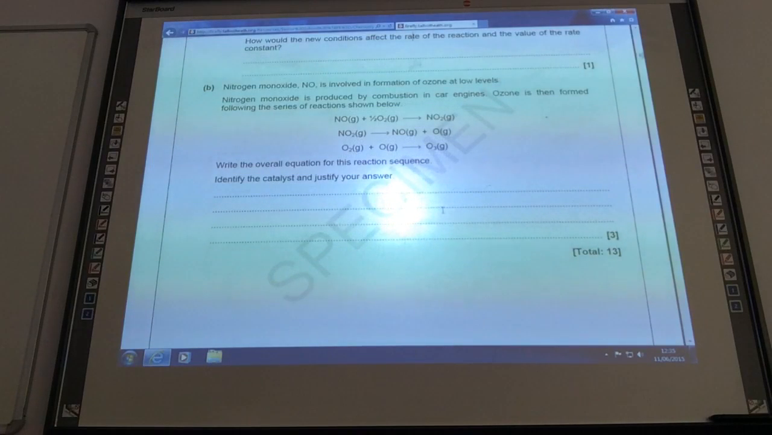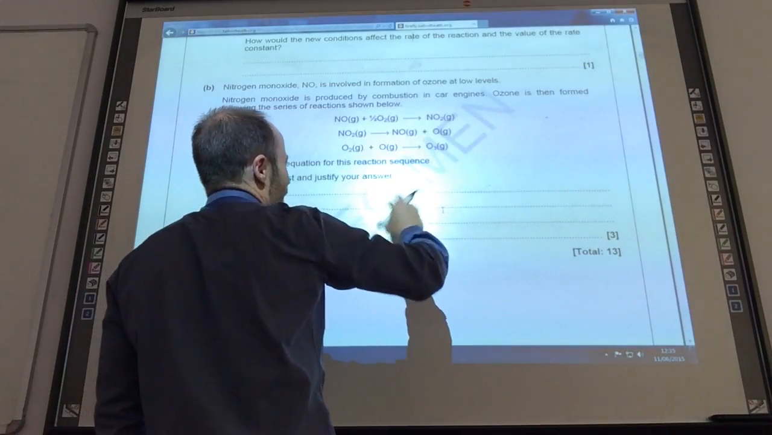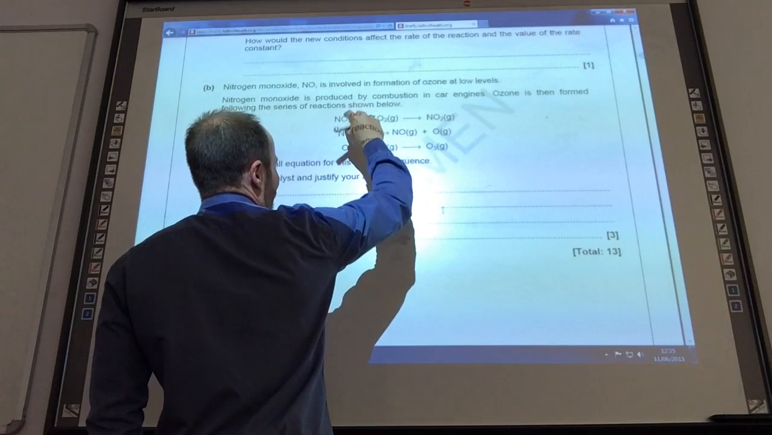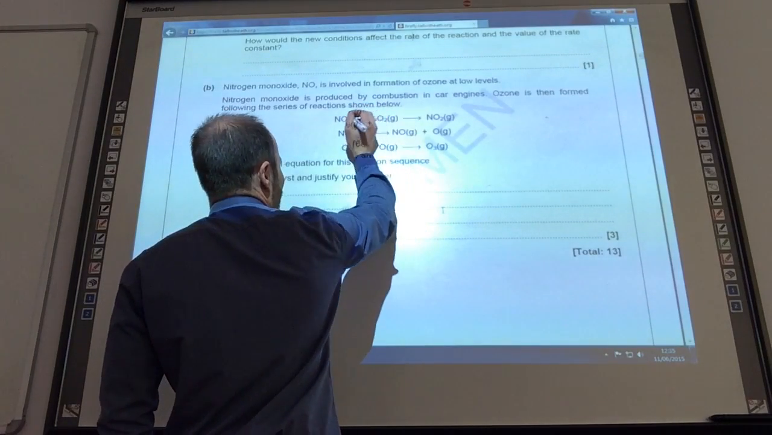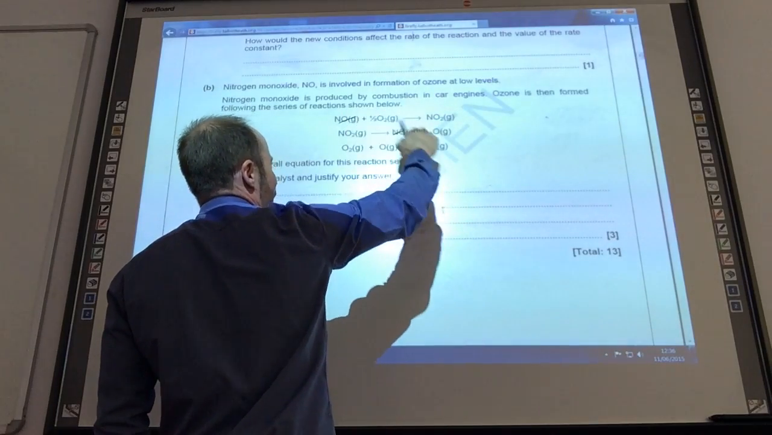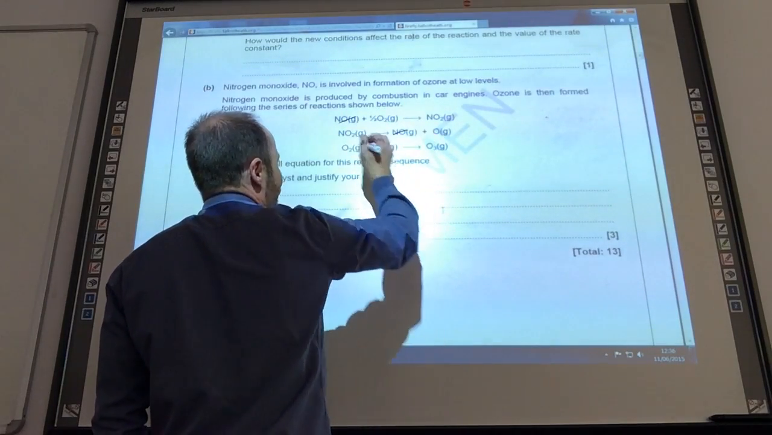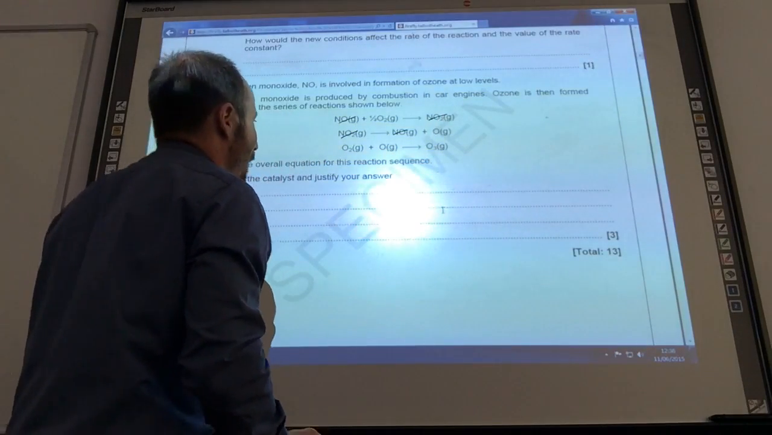Okay, nitrogen monoxide involved in formation of ozone, yep, we know that from AS. Gives me 3 reactions and I need to write the overall equation for that. There's different ways to do it. You can add all 3 together and cancel out, or you can do it a little bit faster. I use that there, but I produce NO there. So those 2 can cancel because when I added it all together, they cancel each other out. NO2 is on the left and on the right, so that cancels out.